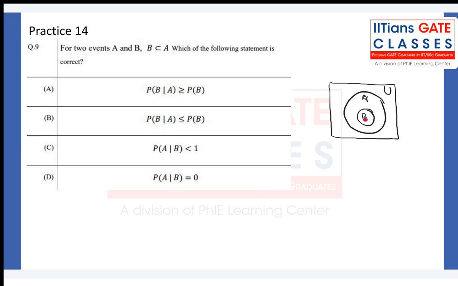So the probability of B is nothing but the number of elements in B divided by the number of elements in the universal set. Everyone knows this. Similarly, probability of A is the same. The probability of B conditioned on A is nothing but probability of A intersection B divided by probability of A. Probability of A intersection B, what is it? It's nothing but the probability of B.